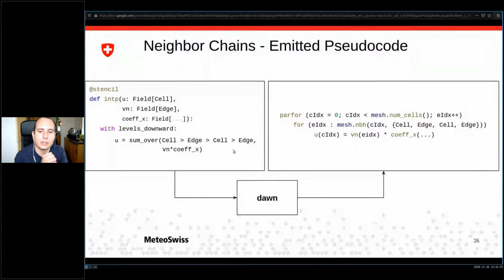Here we are looking at the emitted pseudocode again, and we see that this is not more complex than what we encountered before. And this is because I generalized the neighborhood function in my pseudocode. Now this neighborhood function does not just have a signature where it says what we want, like cell neighbors, but we have a second argument which can take a vector of such cell, edge, or more generally location tags.